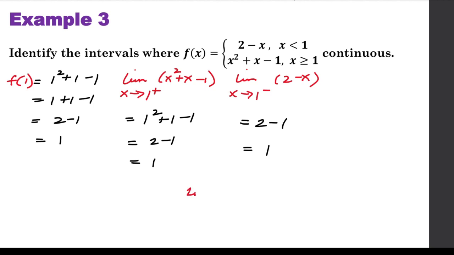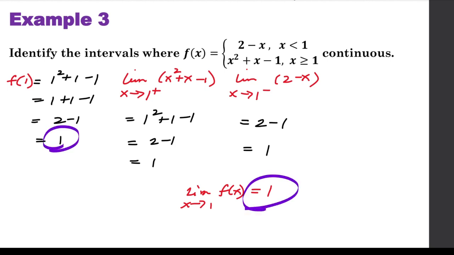Since the left-hand side limit is equal to the right-hand side limit of the given piecewise function as x approaches 1, then the limit is equal to 1. Since f of 1 is equal to the limit of the function as x approaches 1, then the function is continuous at x = 1.